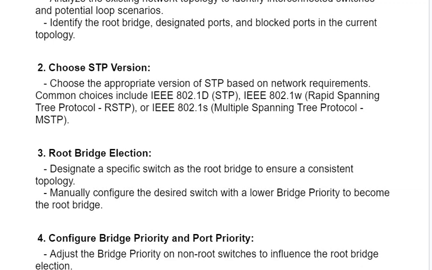Our third solution is root bridge election. Designate a specific switch as the root bridge to ensure a consistent topology. Manually configure the desired switch with a lower bridge priority to become the root bridge.